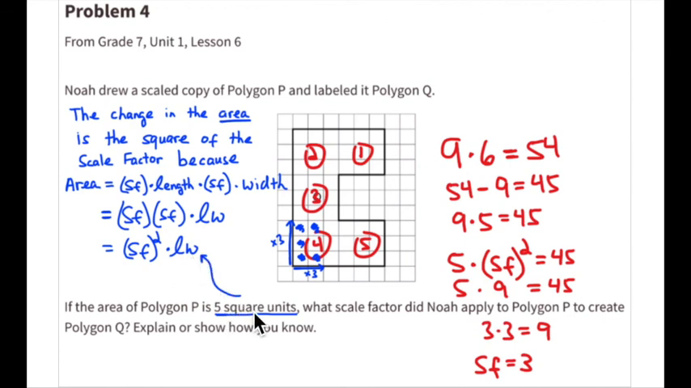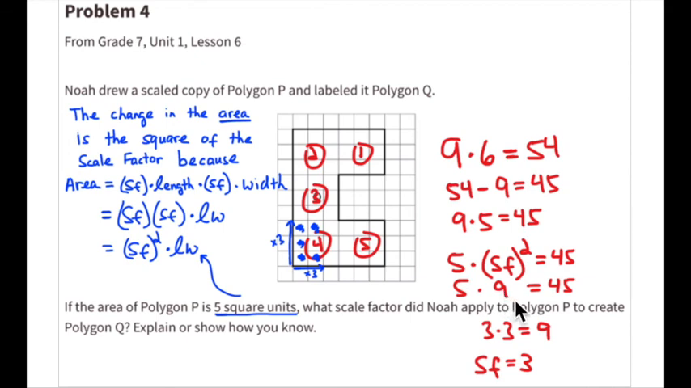Well, the length times the width is the 5 square units. That's this amount right here. But 5 gets multiplied by what value to get to 45? So 5 times the square of the scale factor, this is why this stuff is hard. 5 times the square of the scale factor is 45. So what's the square of the scale factor? It is 9. 5 times 9 is equal to 45, or 45 divided by this 5 is that 9.